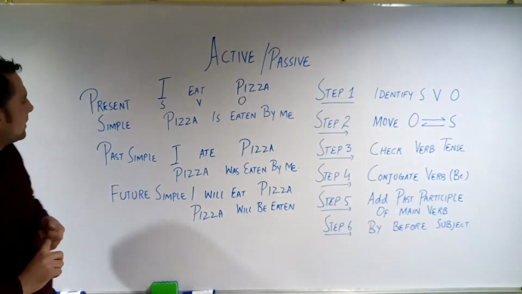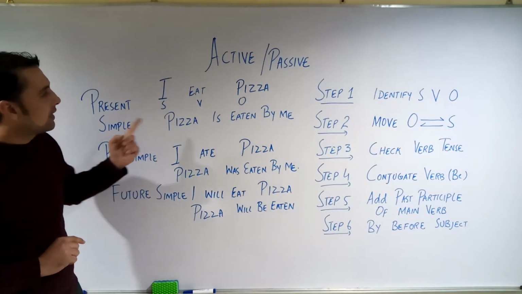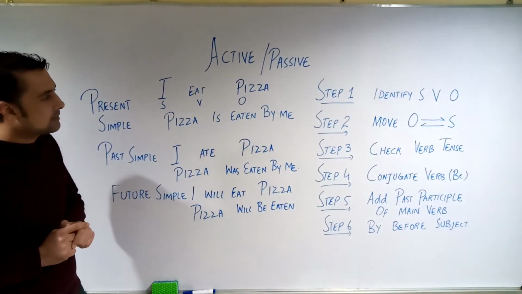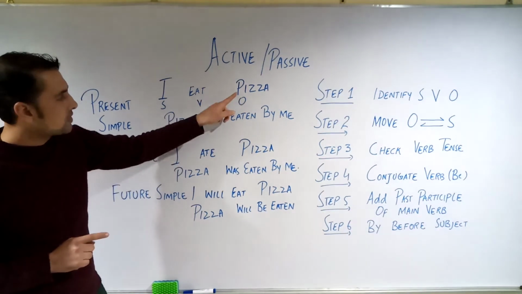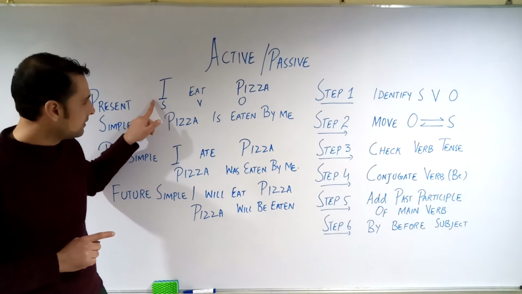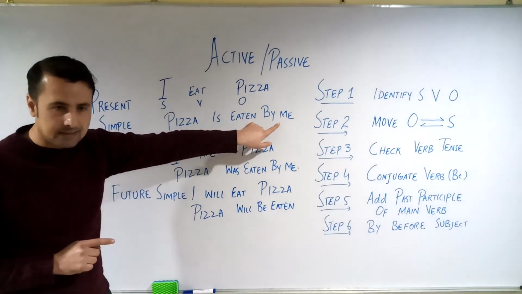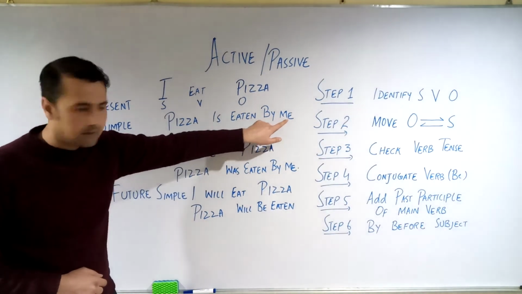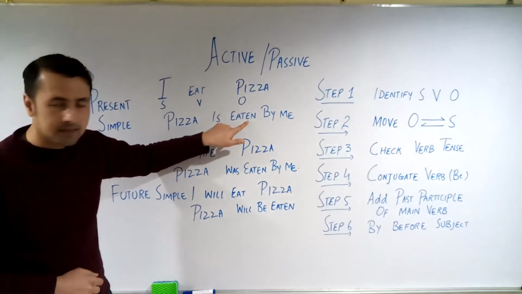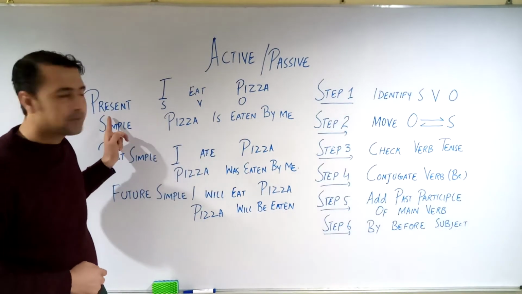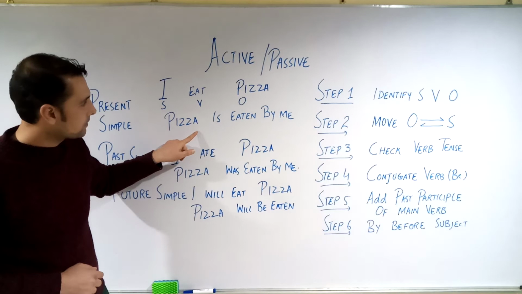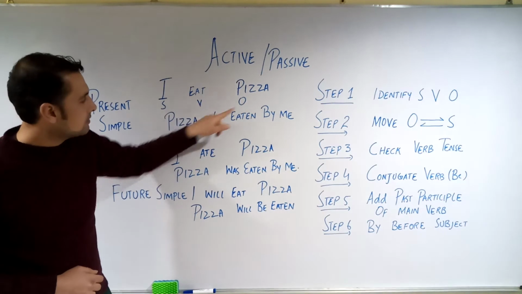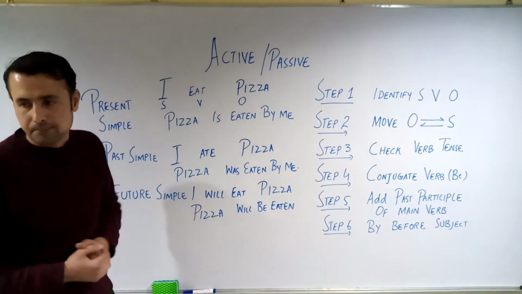If we talk about present simple, I eat pizza. Now eat is the first form of the verb. In that case, what we need to do, we will shuffle pizza into the subject place, whereas I will come towards the end. Pizza is eaten by me. Is eaten by me. It means this is the simple present indefinite passive voice, because the first form of the verb is used here. I eat pizza. Now pizza is eaten by me.